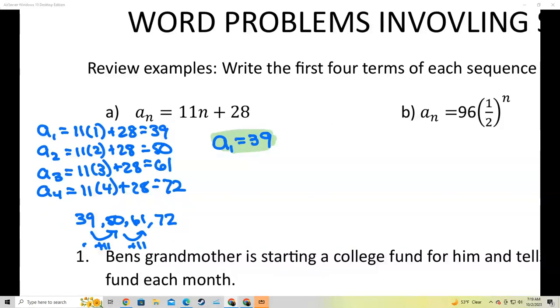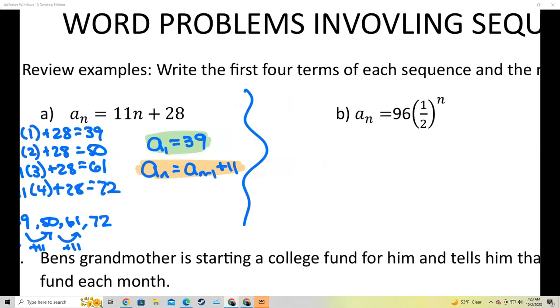And then the second part is, to get the nth term, what did you do to the previous term? Well, remember the previous term, we write as a sub n minus 1. And it looks like each time I'm just adding 11 to the previous term in order to get my next term. And we are done with that first problem. Okay, let's jump over to the second problem.